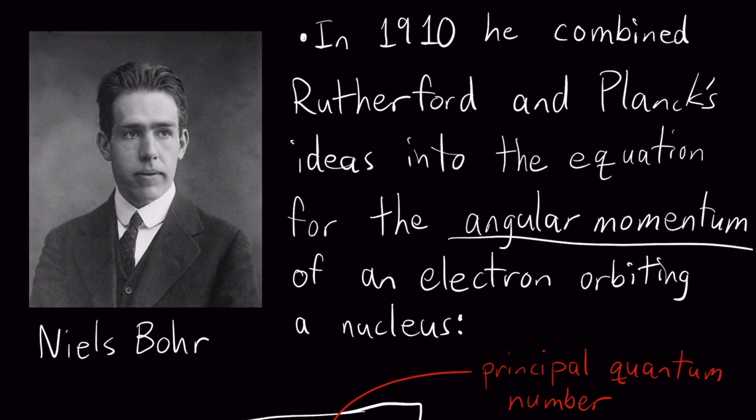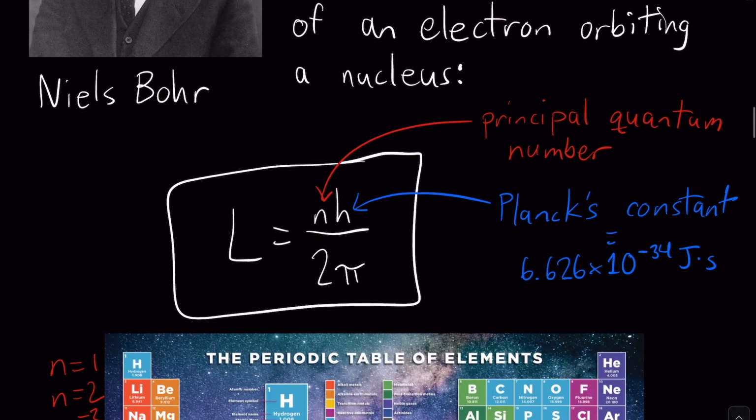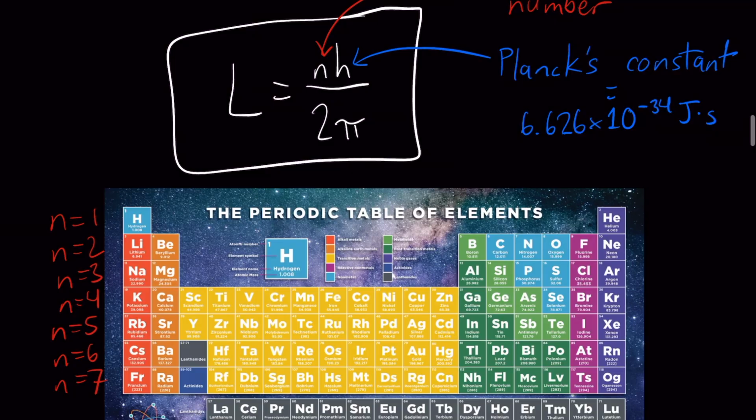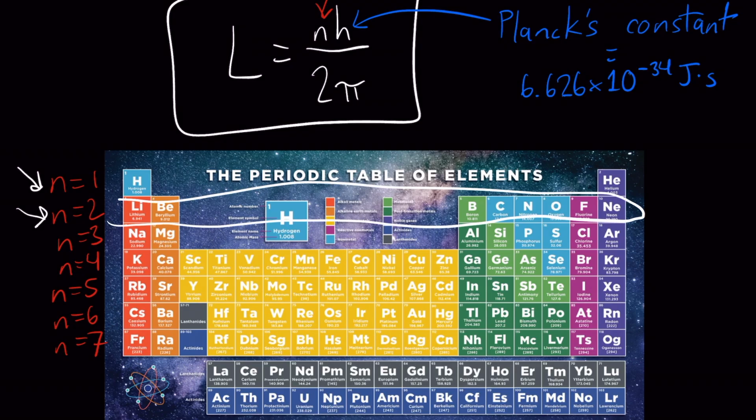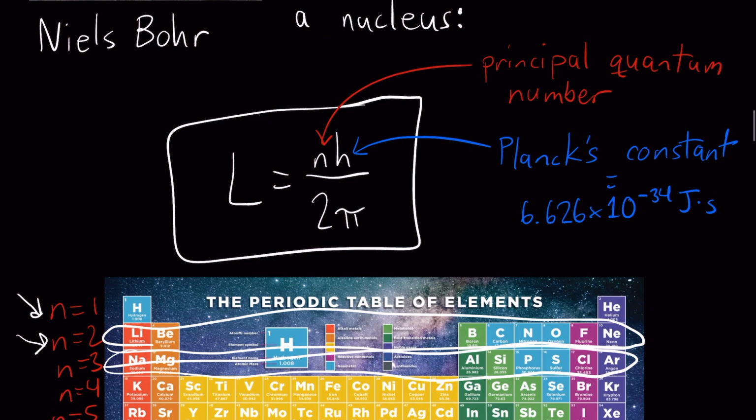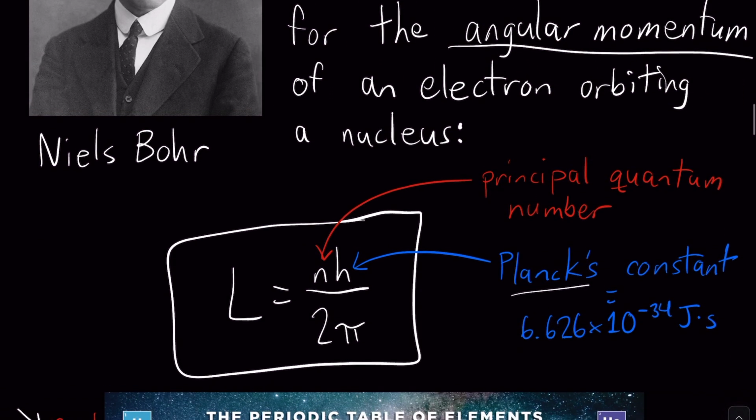Fast forward to 1910, Niels Bohr combined Rutherford and Planck's ideas into the equation for the angular momentum of an electron orbiting a nucleus, where we have L, the angular momentum, equals n times h over 2 pi. n is the principal quantum number, which can be seen on the periodic table by these rows. So we have n equals 1, n equals 2, n equals 3, and so on. Again, we see Planck's constant, 6.626 times 10 to the negative 34. So that's going to be the angular momentum of an electron orbiting a nucleus.